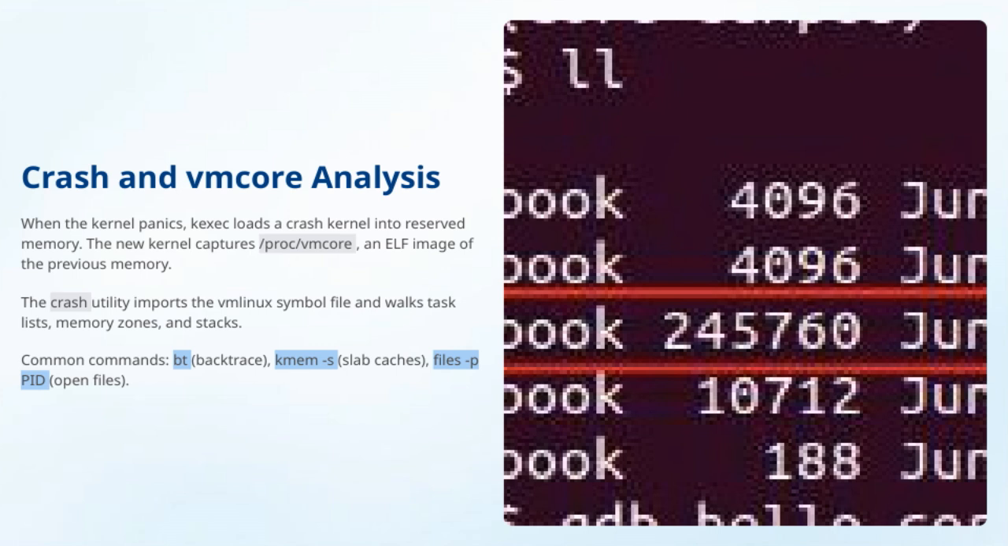This new kernel then captures the contents of /proc/vmacore, which is an ELF image containing a snapshot of the previous memory state. Understanding how crash and vmacore analysis works is crucial for diagnosing issues effectively. It allows us to reconstruct what went wrong, analyze memory dumps, and ultimately improve system stability and reliability.